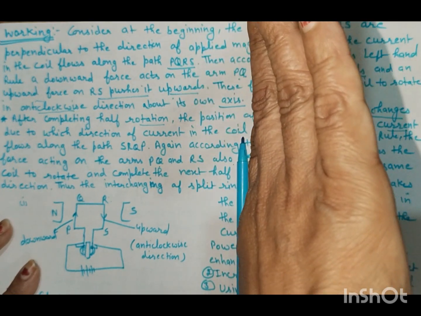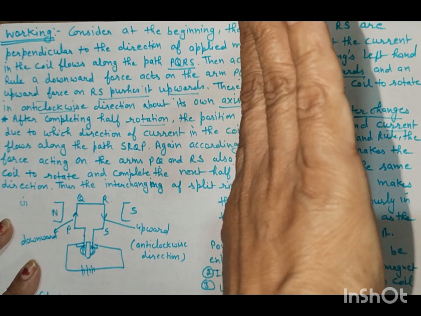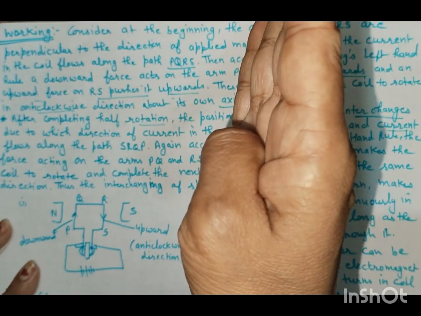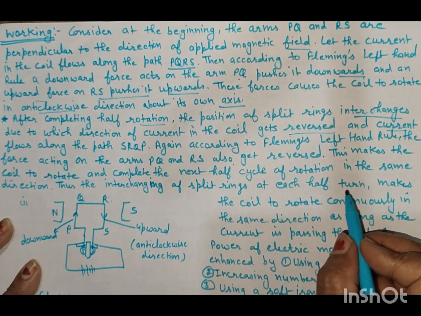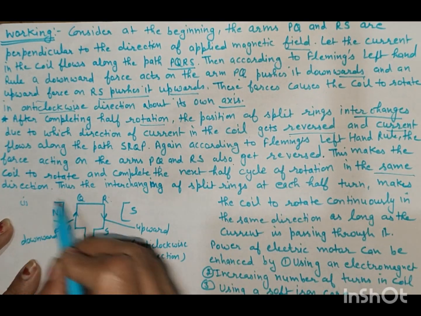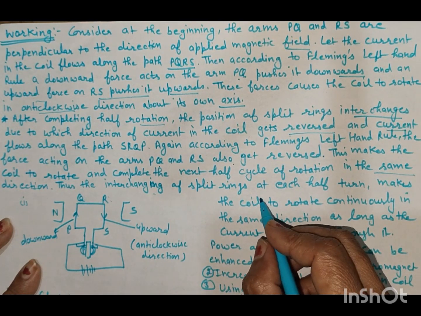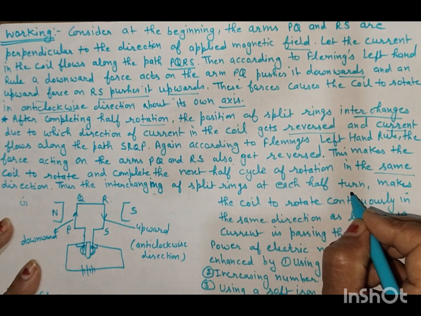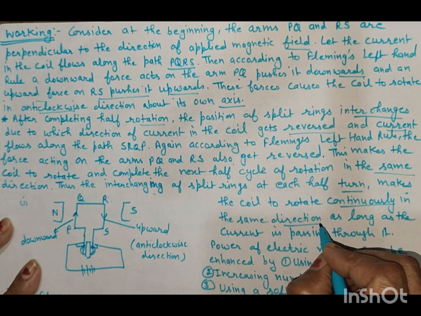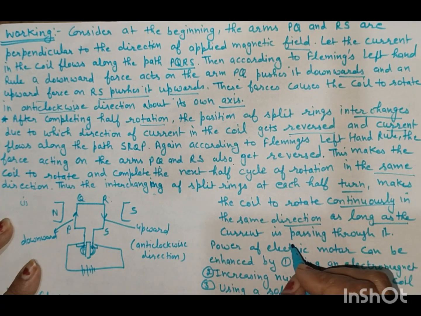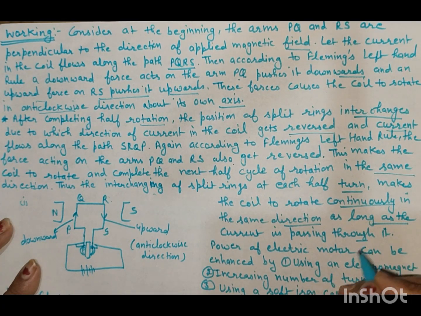First P and Q move downward, then the direction changes and it completes its full rotation in the same direction. Thus, the interchanging of the split rings at each half turn makes the coil rotate continuously in the same direction as long as the current is passing through it.